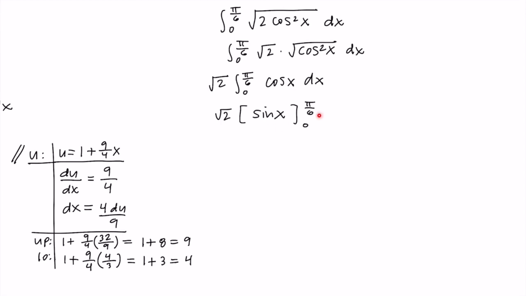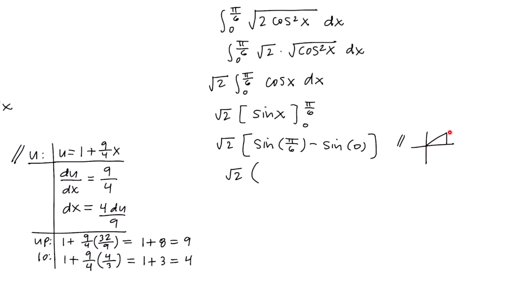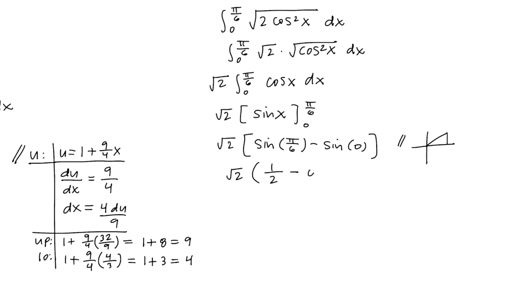And finally, we're going to plug in pi over 6 minus plugging in 0. Sine of pi over 6 is going to be 1/2, and sine of 0 is 0. So our final answer is square root of 2 over 2.